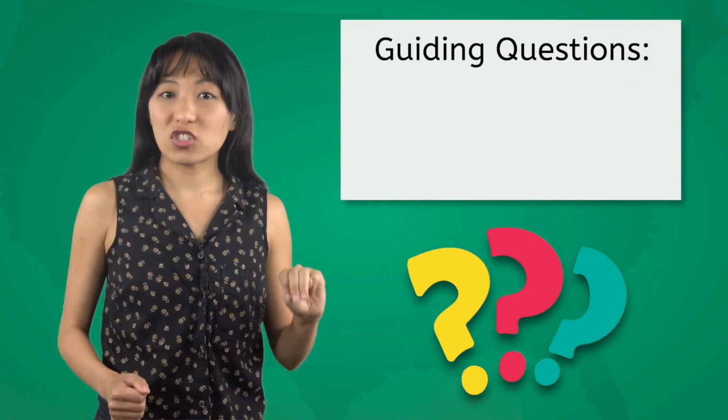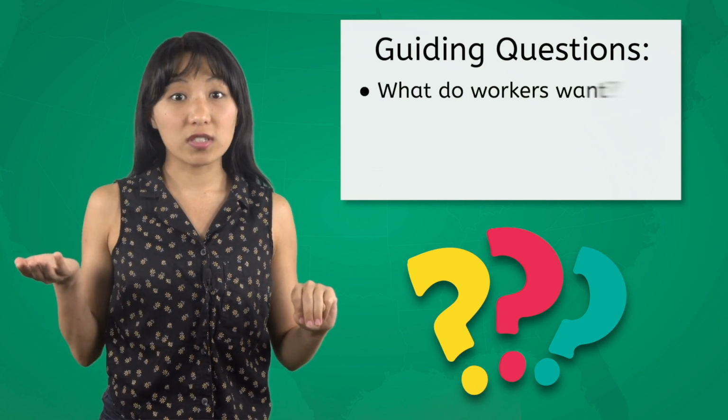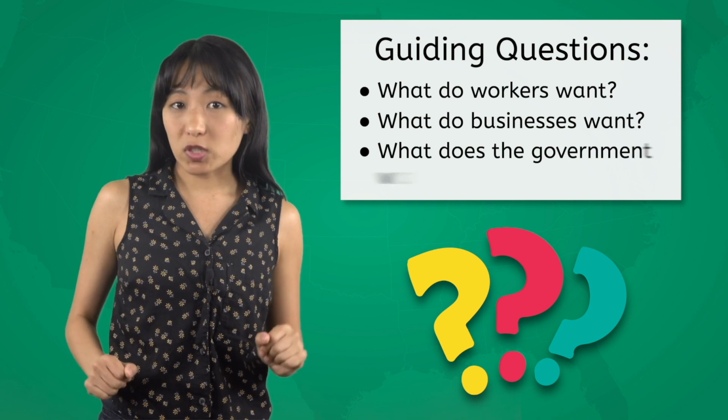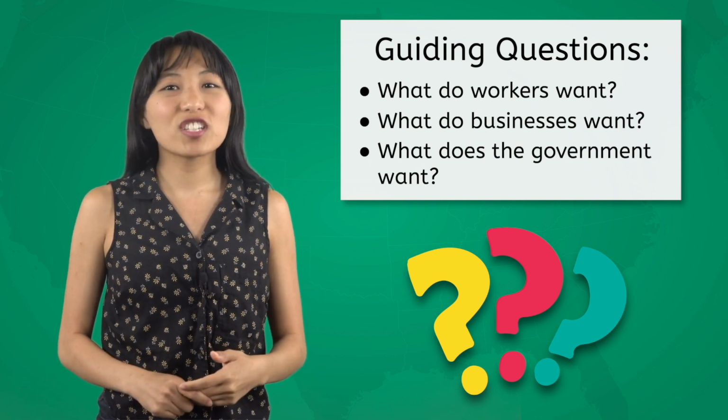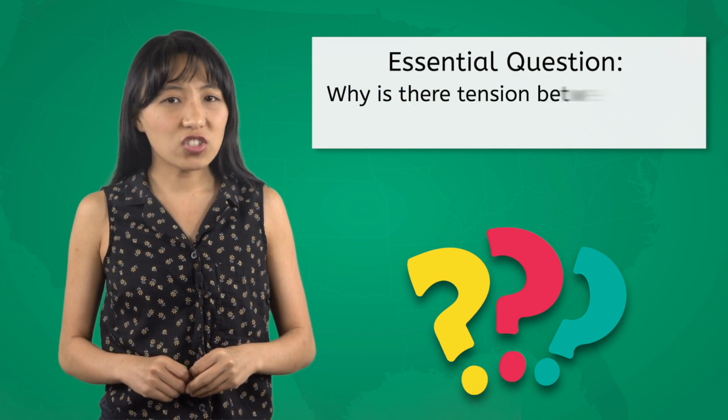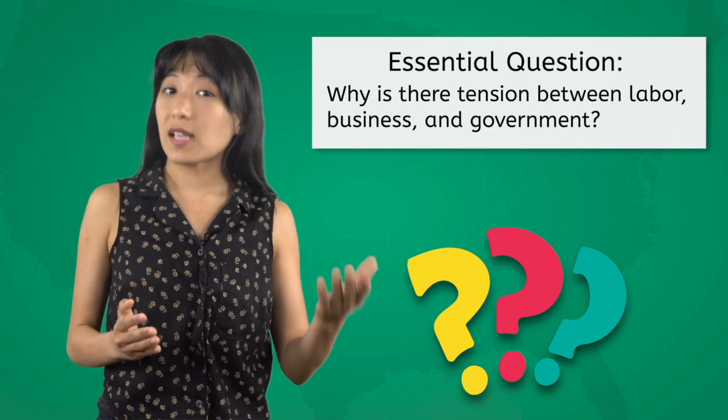As we tour Industryville today to kick off our unit, we'll focus on three guiding questions. What do workers want? What do businesses want? And what does the government want? And throughout our journey, we'll grapple with an essential question: why is there tension between labor, business, and government?